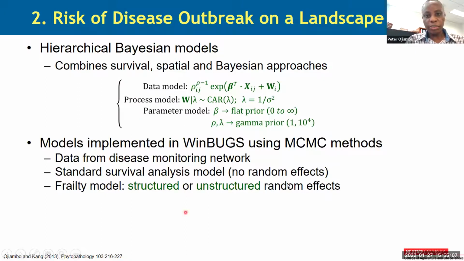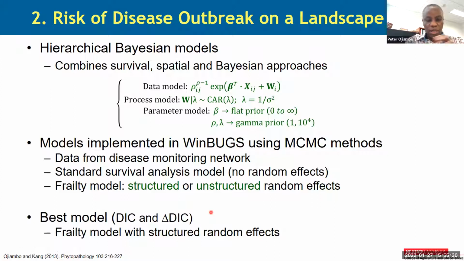So this model was implemented in WinBUGS, and the data that we utilized came from the Disease Monitoring Network. We had three different models that we looked at: a standard survival model that has no random effects, a survival model that has a structured effect, and one that has unstructured random effects.